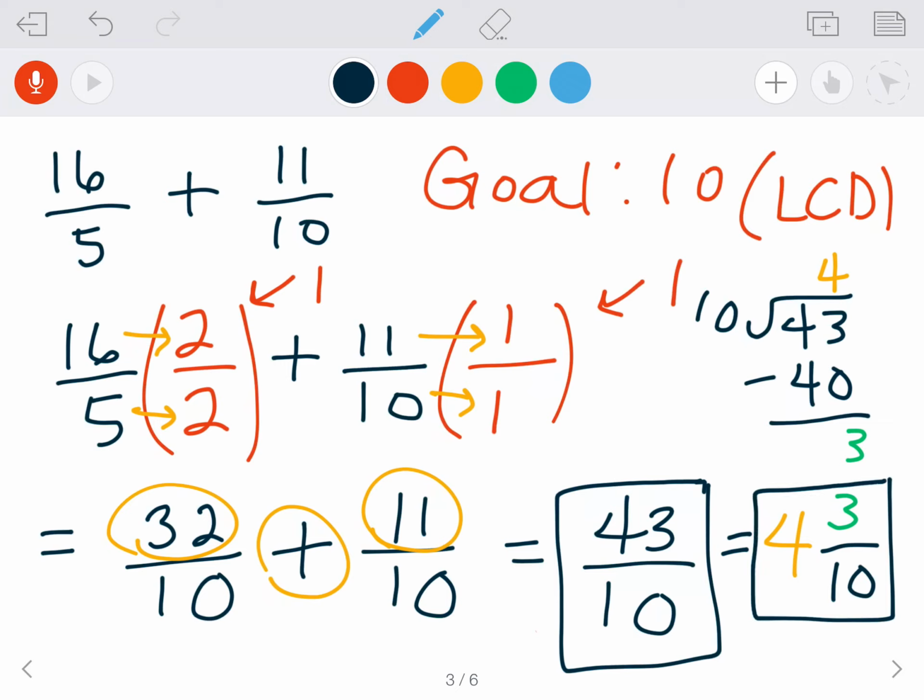If that was too fast, please watch part 1, where I go a little bit slower, so hopefully it makes more sense, but of course if you have questions, please email me. Okay, so 43 over 10 or 4 3/10, either answer is correct. They are the same number in a different form. Okay, one more example. Let's do subtraction.